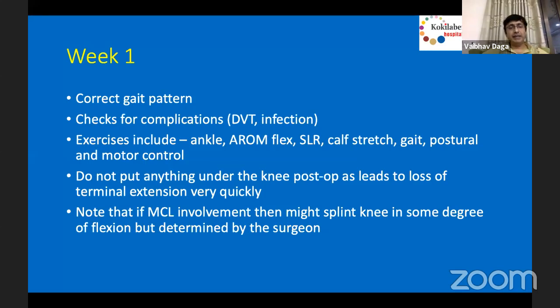Week 1, correct the gait pattern. Check for complications like DVT and infection. You have to check that. Exercises include ankle AROM, knee flexion, SLRs, calf stretches, the normal exercises you include in post-op week 1.